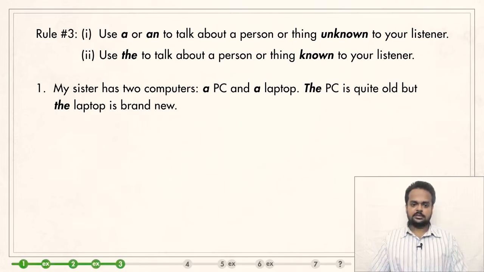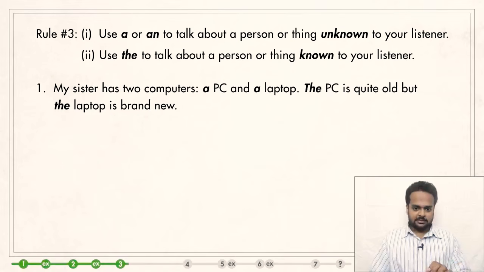For example, my sister has 2 computers, a PC and a laptop. The PC is quite old, but the laptop is brand new. I say a PC and a laptop because that's the first time I'm mentioning the 2 computers. That is, until this point, they are unknown to you, the listener. But now I can say, the PC is quite old, but the laptop is brand new.